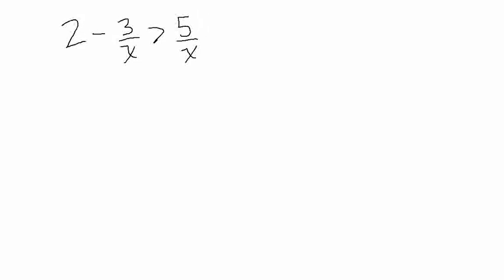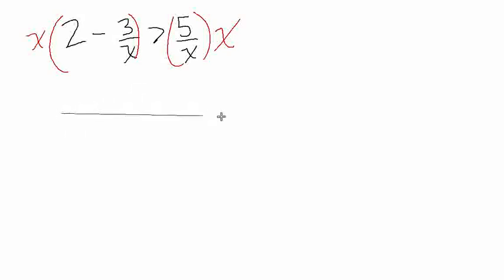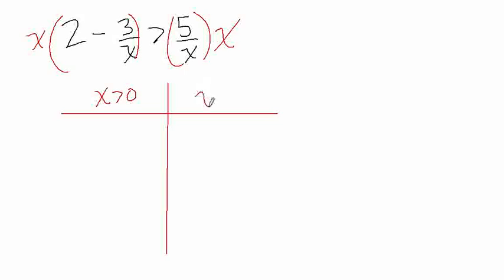All right? So let me solve this inequality to give you an idea what I'm talking about. So I'm going to multiply both sides by x so that all my rational expressions go away. I don't know whether x is positive or negative, so I'm going to account for both possibilities. X is positive will be in this column, x negative will be in this column. So in the first one, let's go ahead now and distribute the x. 2x minus 3 is greater than 5. In the other column, 2x minus 3 is less than 5.